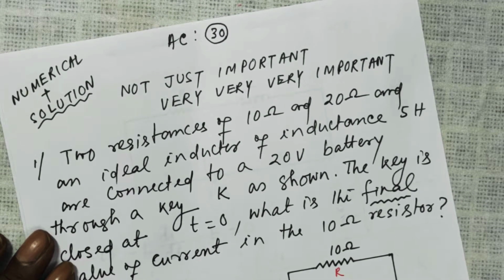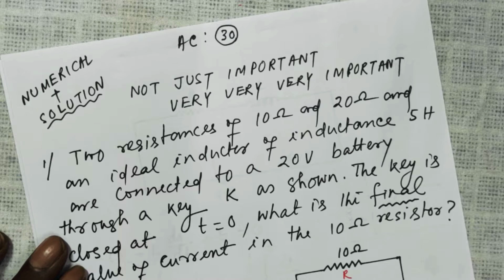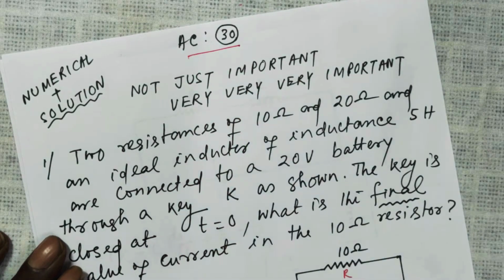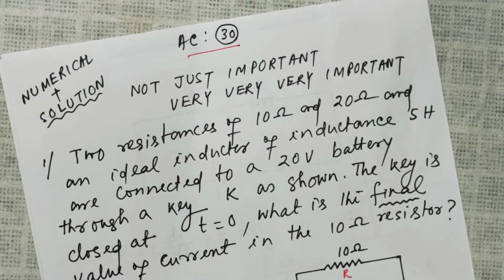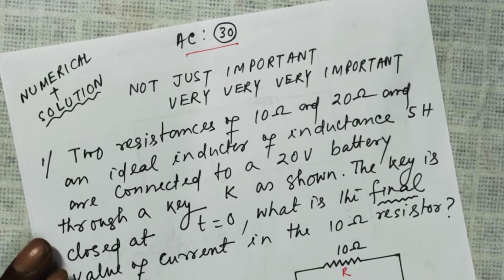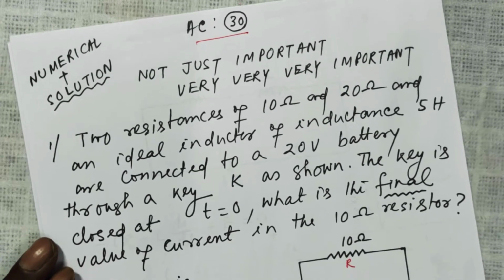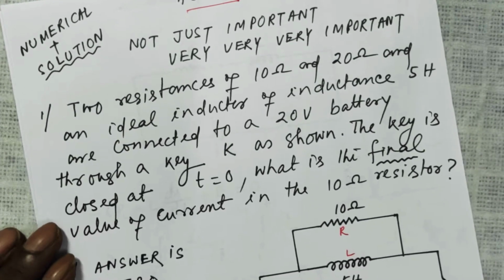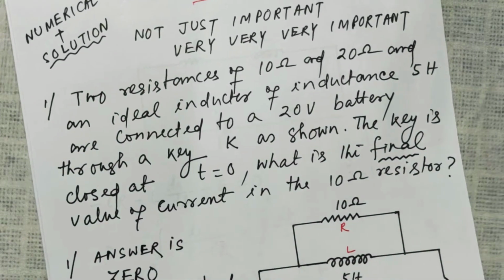OK students, now let's move on to Alternating Current Lesson 30. I will be discussing a very, very, very important numerical. Not just important, I should say time and again, a very, very, very important numerical. Now look at the statement.